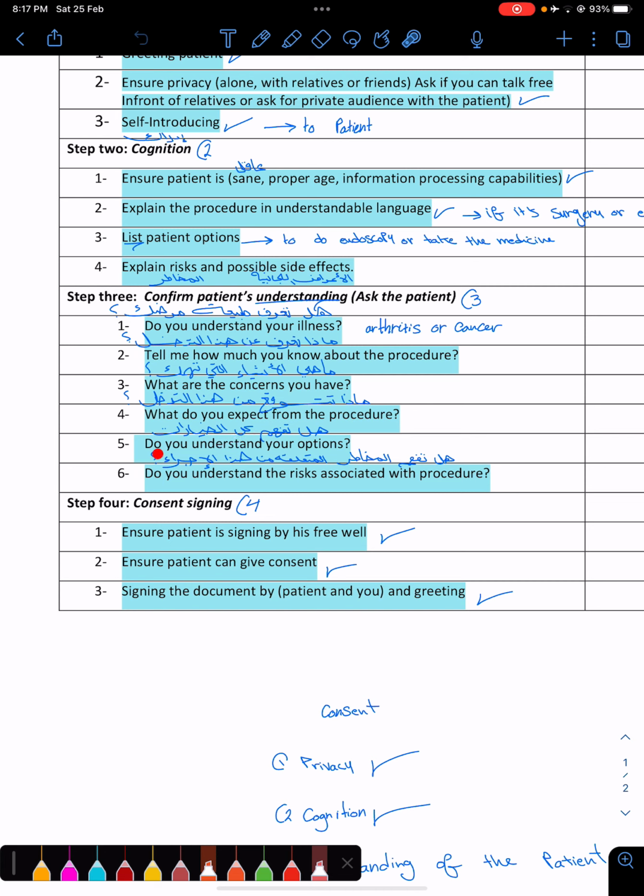Okay. Then do you understand your options? If you said to him there's another operation or there's a certain medication that you could take, and then it's an option if you want. So do you understand really all of what I've said to you? Do you understand the risk associated with the procedure?